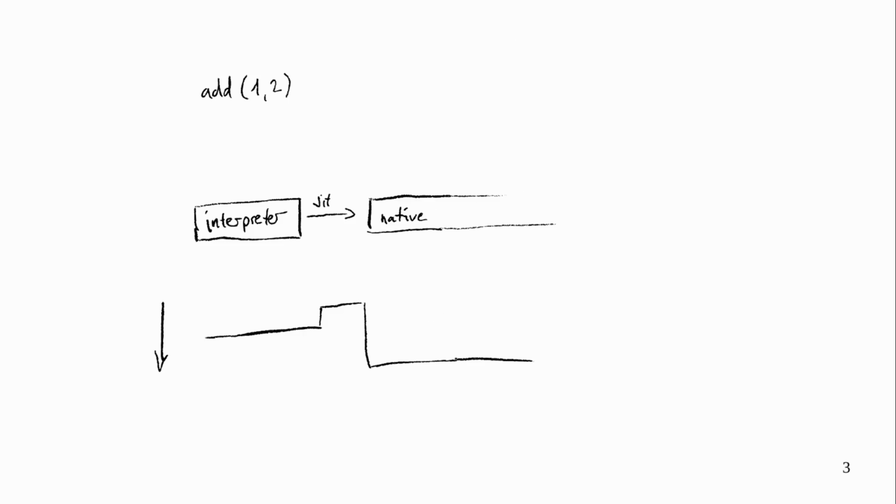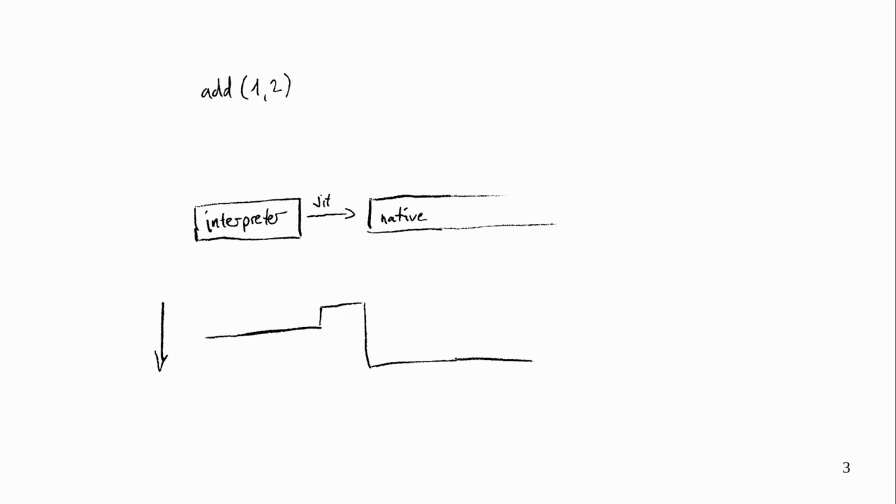So if we look at this, we start out in an interpreter. The interpreter has the side effect of just keeping track of what kind of types were flowing through that function in the past. Then once we execute this function a lot, we will notice that, and the JIT compiler will kick in. We will compile a native version, and this one is fast mainly because we will specialize the code to the kind of types we observed before.